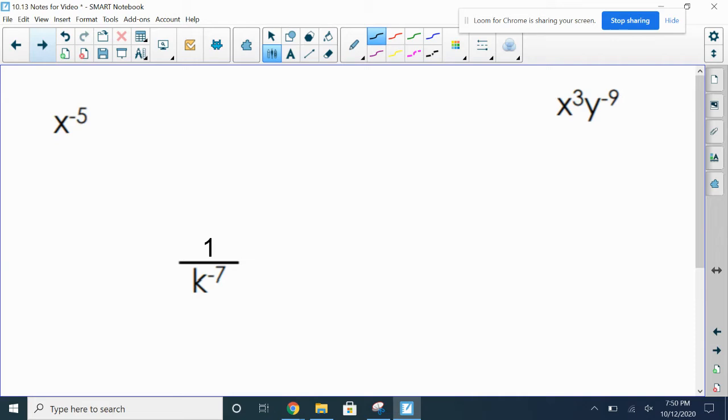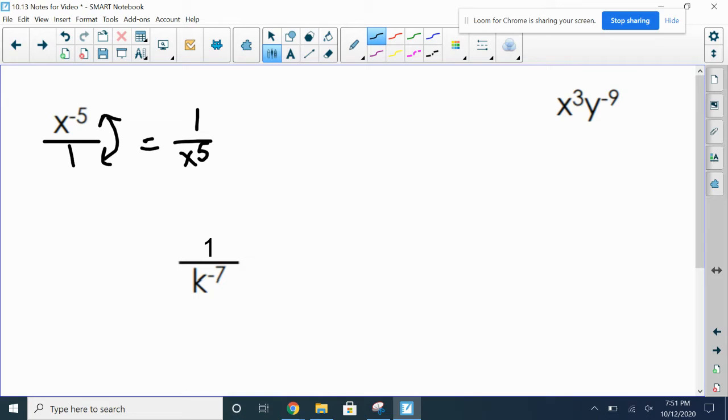So let's look at a couple of examples. I've got some easy ones, and then we're going to do a couple more in-depth ones. We know x to the negative 5 is over an assumed 1. In order to change that sign, we need to flip it. So that x to the 5 moves to the bottom, and when you move it to the bottom, it becomes positive and goes under 1.